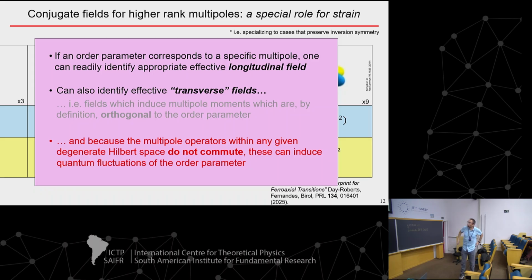So at this point, my point is, if an order parameter corresponds to a specific multipole, then we can readily identify an appropriate effective longitudinal field. And you can also identify an effective transverse field, or fields, which would be fields that induce multipole moments, which are by definition orthogonal to the order parameter. And then because the multipole operators within any given degenerate Hilbert space do not commute with each other, that means they can induce quantum fluctuations.